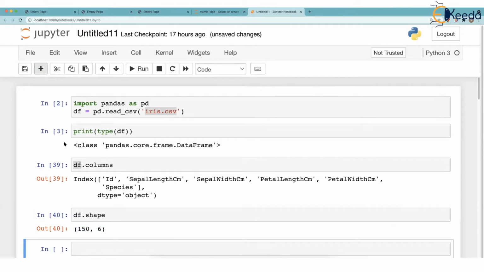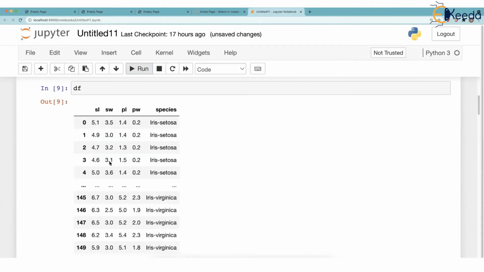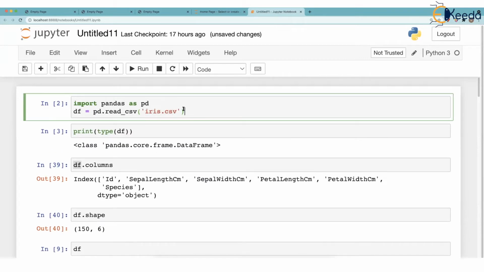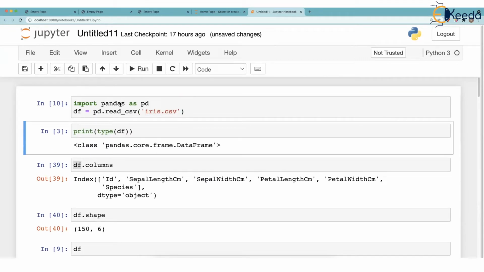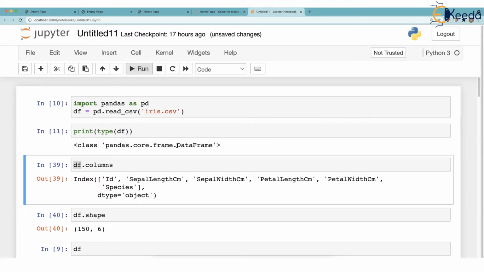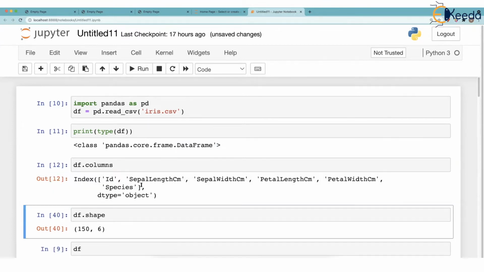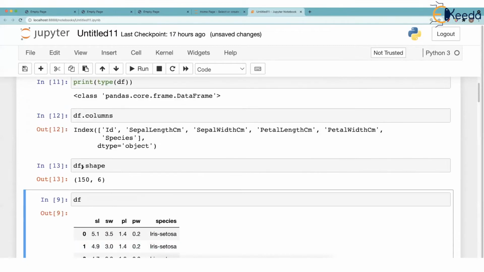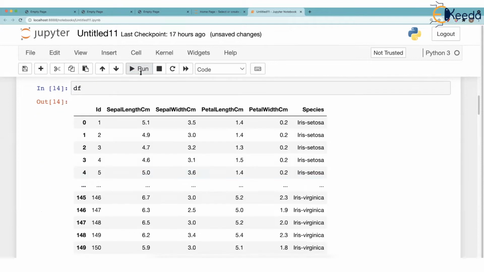As an example, if I give just df here, it will show me the entire data frame, and this is how the data frame looks. I'll better run this again. This code I have executed, the first code. The second code will show me the type, that is data frame. The third code will show me the names of the columns. The fourth code will show me the shape, which is 150 by 6, and this one will show me the entire data frame. Just check, these are the names of the columns.